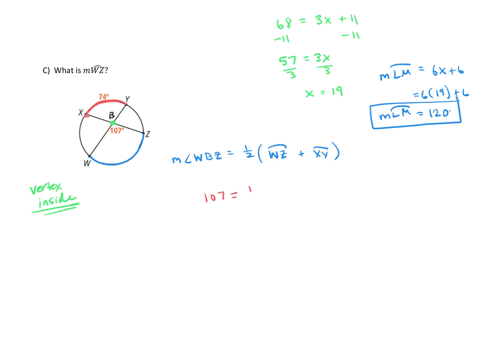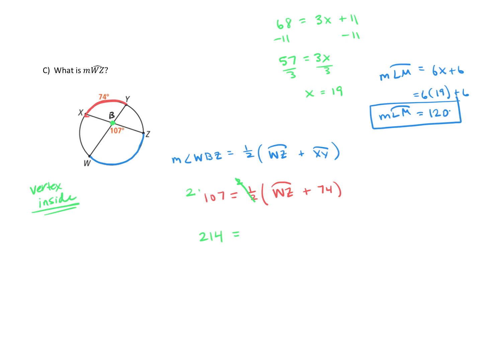So 107 equals 1/2 times arc WZ. We don't know that. That's actually what we're being asked to find. So we're just going to leave that as arc WZ plus arc XY, which is that 74-degree arc. Now we're just going to solve for arc WZ. First step, because we're trying to get inside these parentheses, it is kind of locked in with this 1/2. So we will multiply by 2. 2 times 1/2 is 1, which is why we get to simplify that away. 2 times 107 is 214.